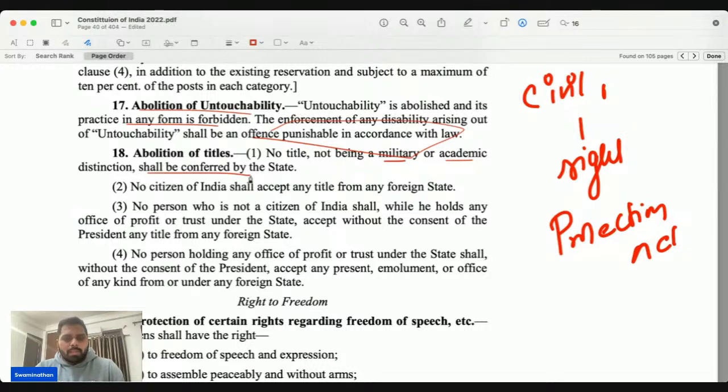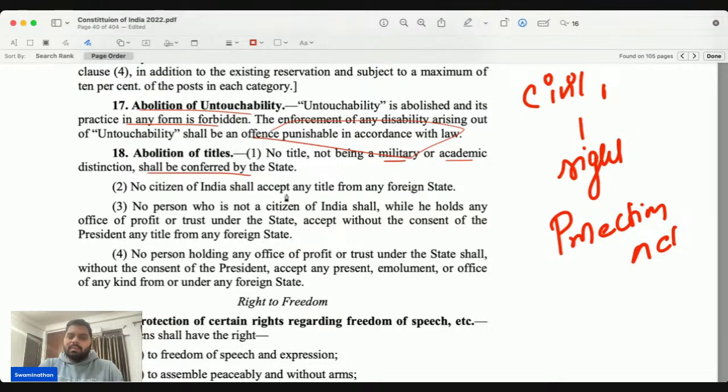Academic titles, for example, PhD, someone is a doctorate, someone is a D.Lit, whatever, these academic titles are earned by merit. These academic distinctions are earned by merit. Military awards are for bravery, gallantry, right? So there are certain merits involved there. There is nothing to do with birth, right? So Article 18 says the state shall not give anyone any title except military or academic.